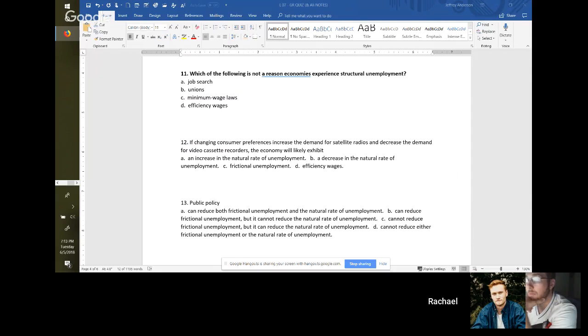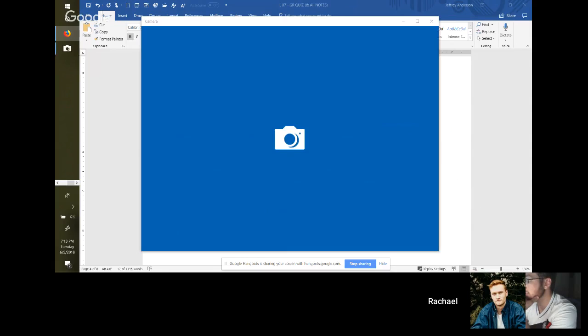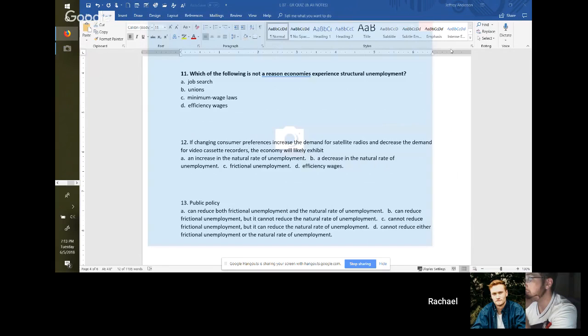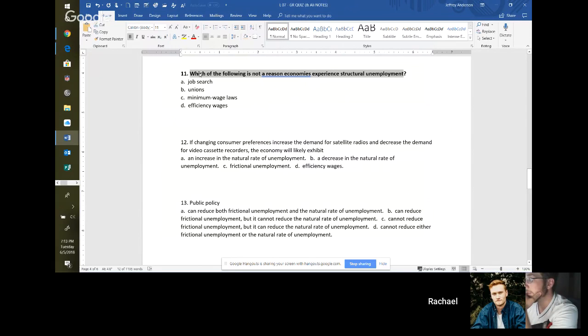I think it might be minimum wage laws, because the book says that minimum wage laws cause frictional unemployment. Or no, all the way around. Frictional. Oh, yeah. Minimum wage laws cause frictional unemployment. So my guess would be C.